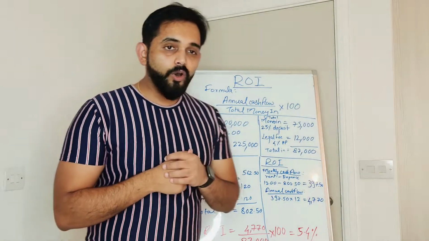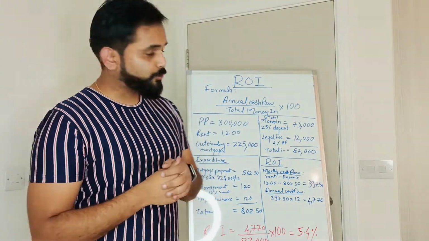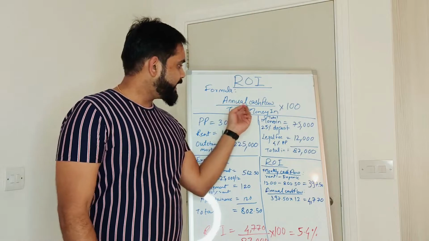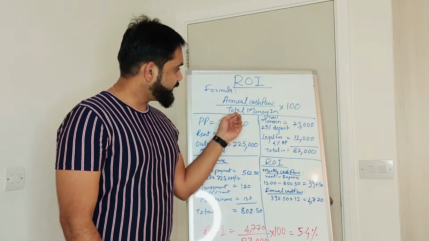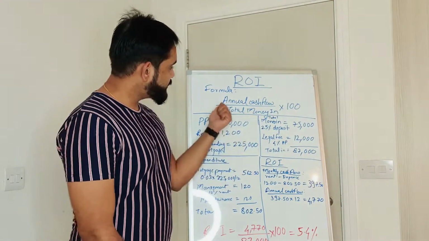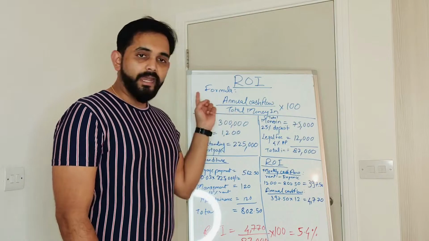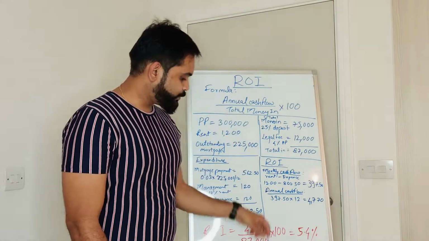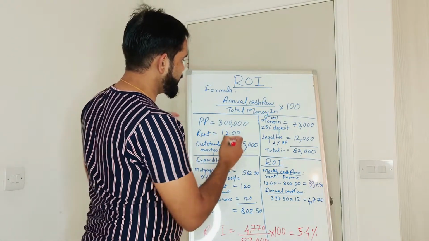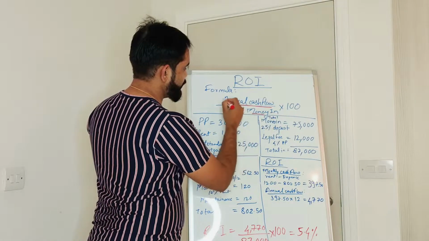The return on investment is calculated by the formula: annual net cash flow divided by total money in, multiplied by 100. So to calculate return on investment, these are the two important figures: your annual net cash flow and the total money in, which you are going to put into the deal.